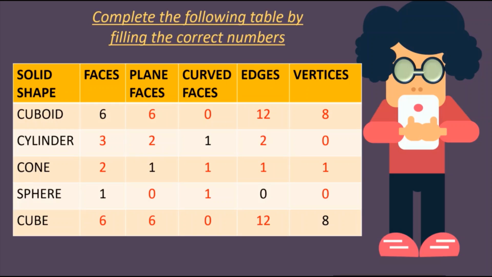A cone has 2 faces, 1 plane and 1 curved, and 1 edge and 1 vertex. A sphere has 1 face. It has no plane faces, only 1 curved face, no edges and no vertices. A cube has 6 faces, that is all are plane faces, no curved faces, 12 edges and 8 vertices.